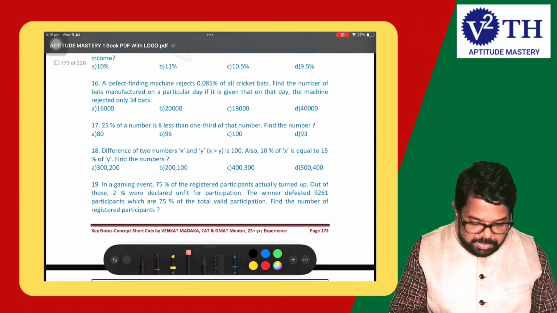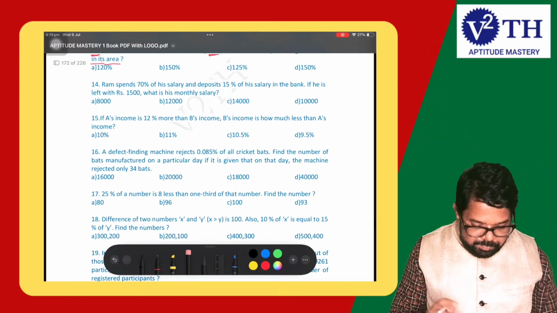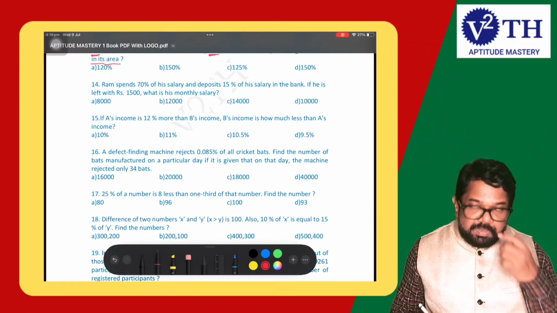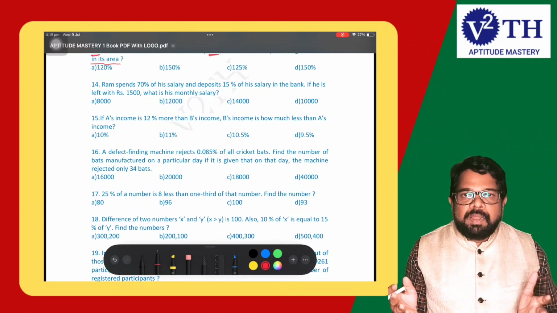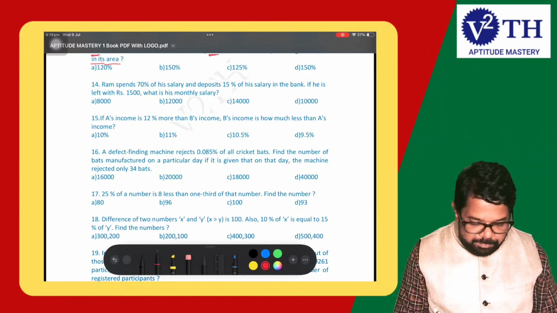So what is question number 14? See here, see the material, all of you. You follow the material. When you listen to the class first, you open your material and start on your own. Okay. Now see here, question number 14.